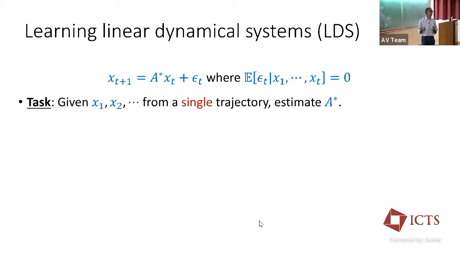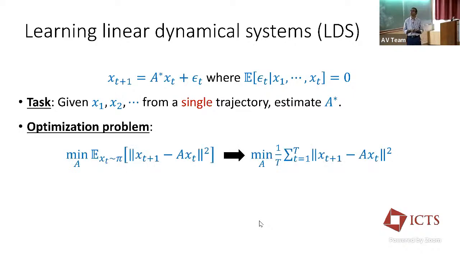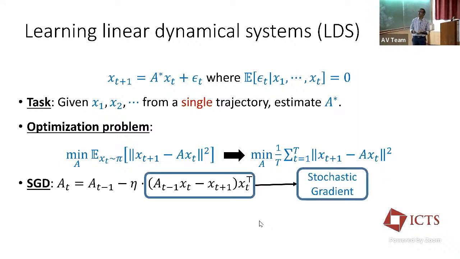Right? And what's the goal? Goal is, given these data points x_1, x_2 till x_T, so you have a single trajectory of points, you want to estimate A* from these points. So this again we can write as a least squares problem. The problem is that given some x_t from, say, the stationary distribution, we want to find an A so that this loss is minimized. And you can write an ERM, or empirical risk minimization, version of this for your sample data points. And here again, now you can try to solve this problem with stochastic gradient descent.